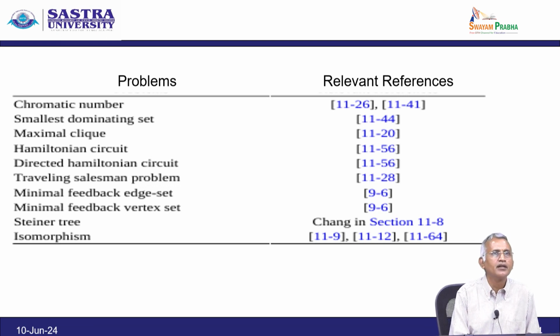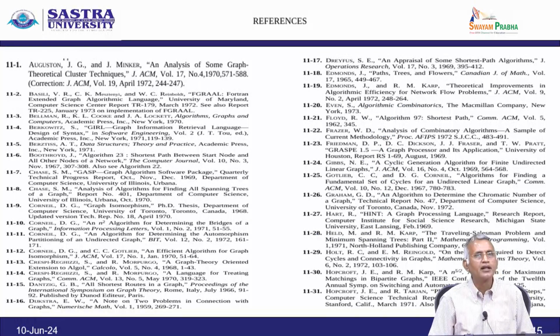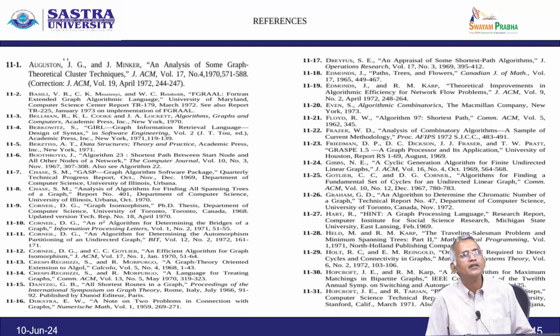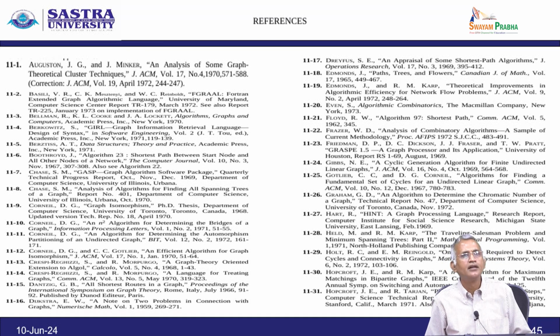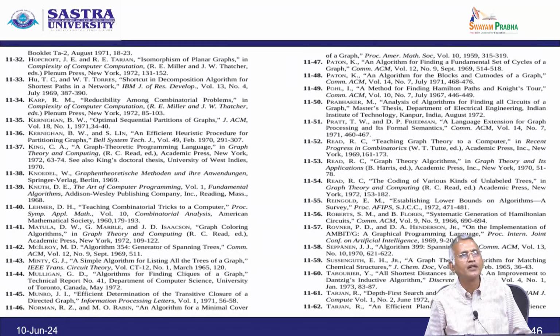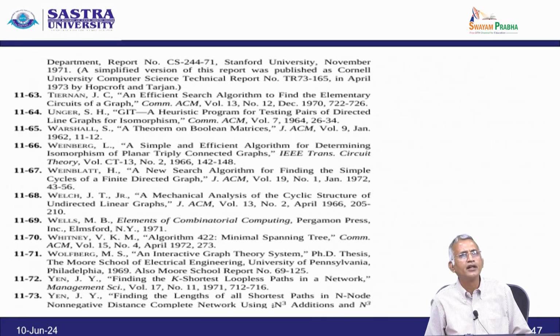They are chromatic number, smallest dominating set, maximal clique, Hamiltonian circuit, directed Hamiltonian circuit, travelling salesman problem, minimal feedback edge set, minimal feedback vertex set, Steiner tree, and isomorphism. These are all the references from various journals, you may refer to them, and it will be helpful to attack the problem. One may also refer to Graph Theory with Applications by Narsingh Deo. You may see these are the listed references, so one may refer to them and get the ideas.